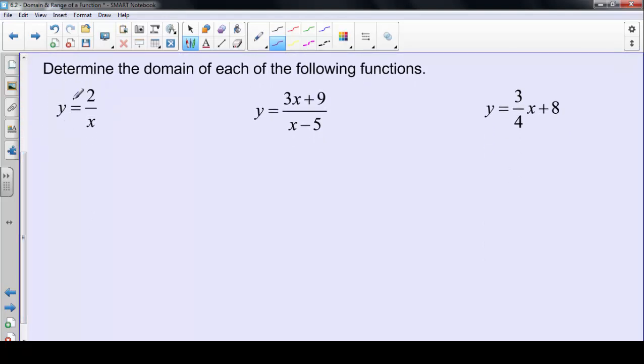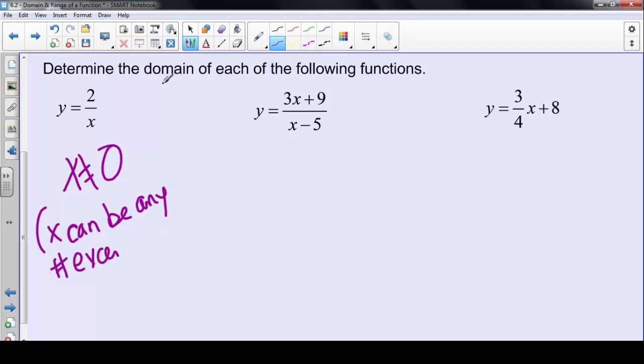So looking at this first one, remember what makes a fraction undefined is if we have a 0 in the denominator. So notice this one, if x is 0, we would have a 0 in the denominator, which we can't have. So that means the domain is x can't be 0. And when we write it like this, what this means is x can be any number except 0. That's what it means.